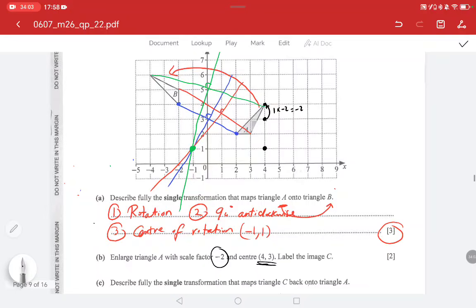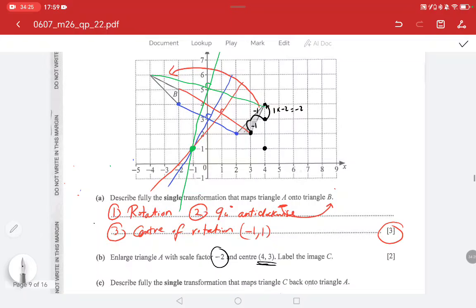Let's do the same. From the center of enlargement to this point, what is the distance? I go 1 to the left, like -1, and 1 down, like -1 again. If you multiply this by -2, the scale factor, it means it will be 2, 2.